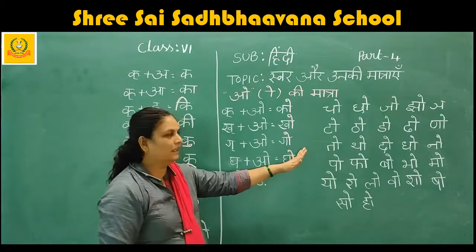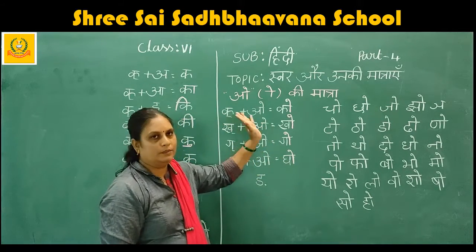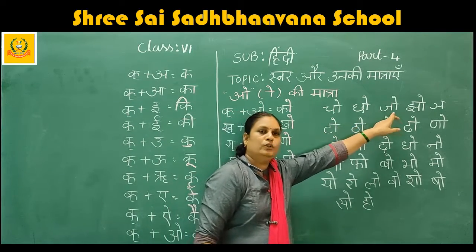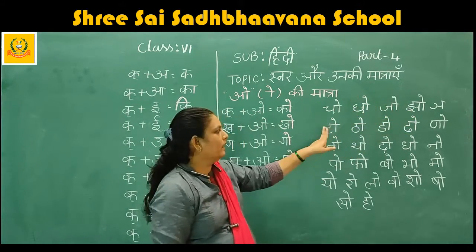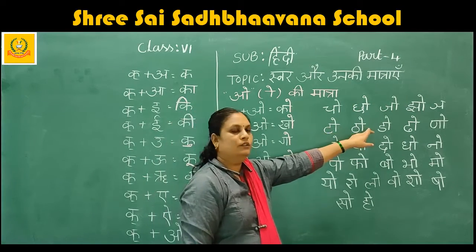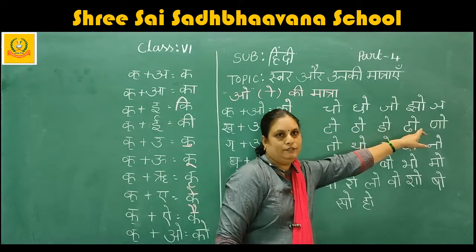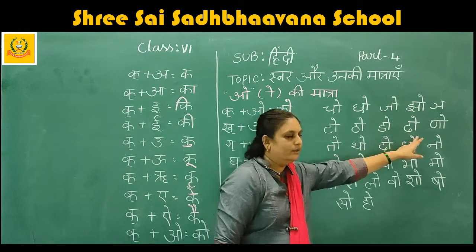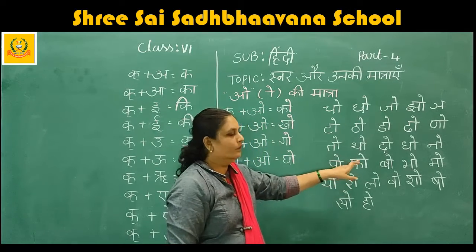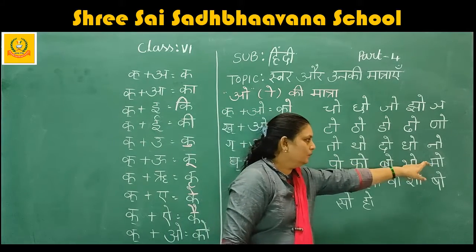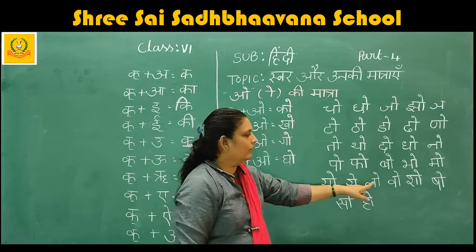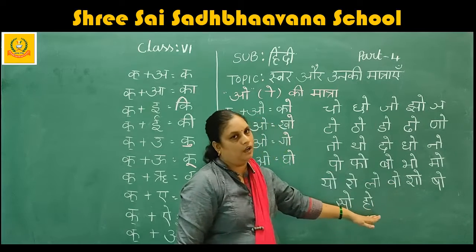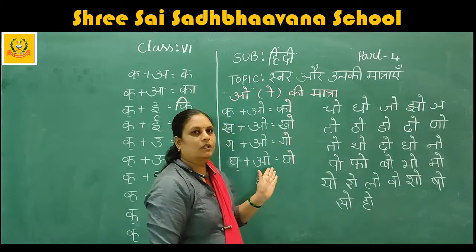Okay, children. For this letter, I have written like this only. There is no oki matra symbol, I did not write. Jo, and na, there is no matra. Next, to, tho, do, and no. Next, po, bo, and mo. Yo, ro, lo, wo, sho, so, and ho. This is the oki matra.